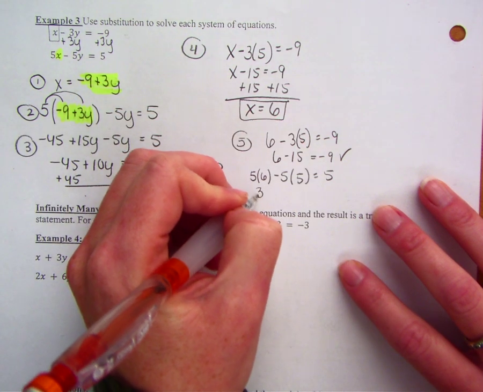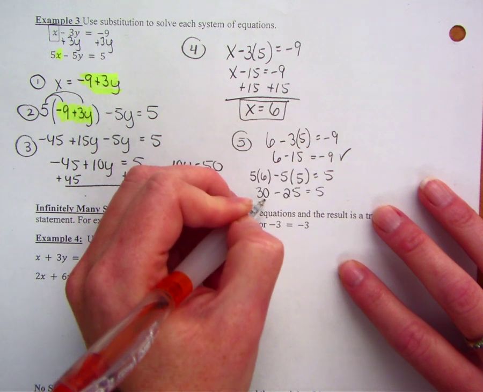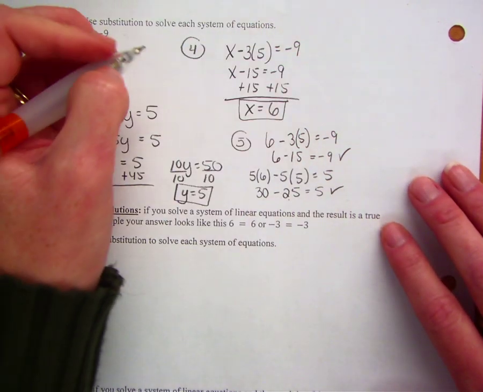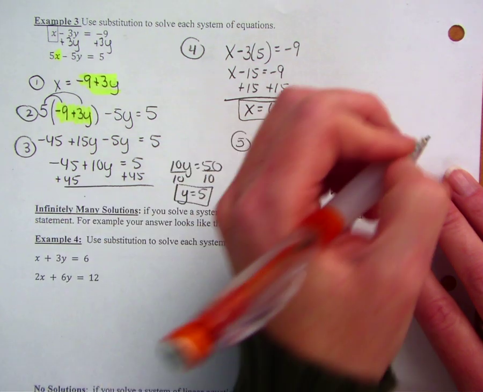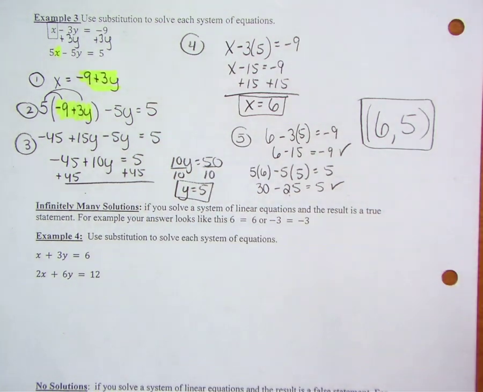5 times 6 is 30. 5 times 5 is 25. What is 30 minus 25? 5. So the answer is 6, 5. Always list x first, right? We're writing a coordinate, so x then y.